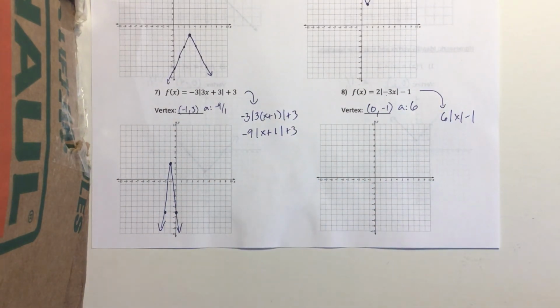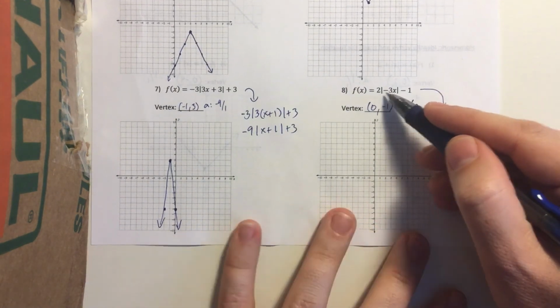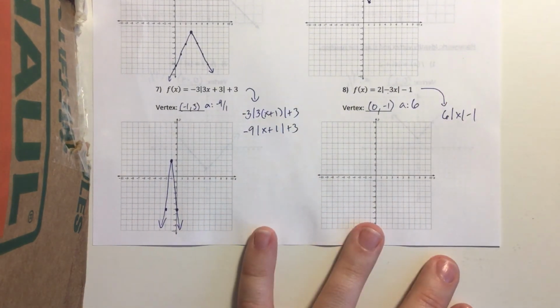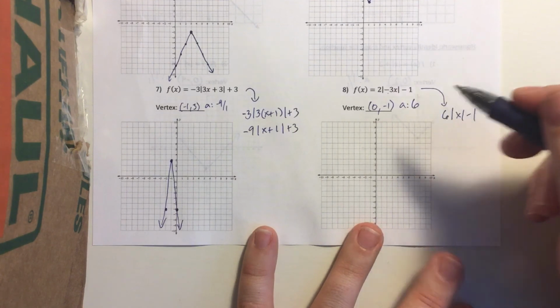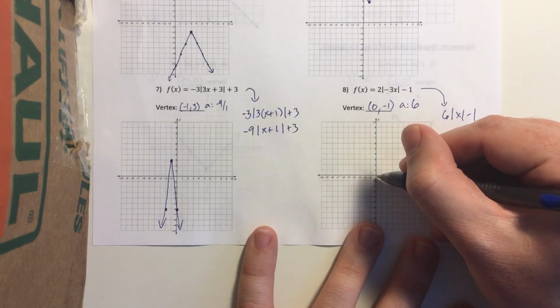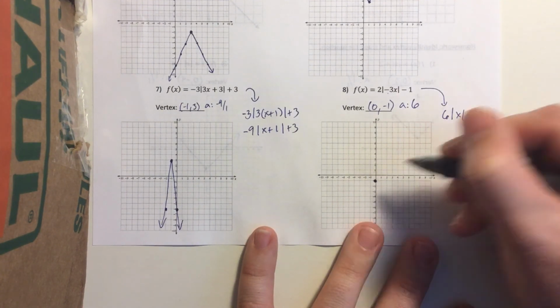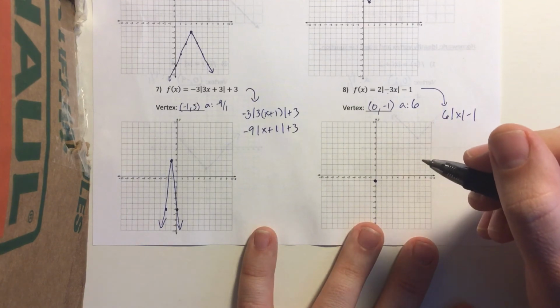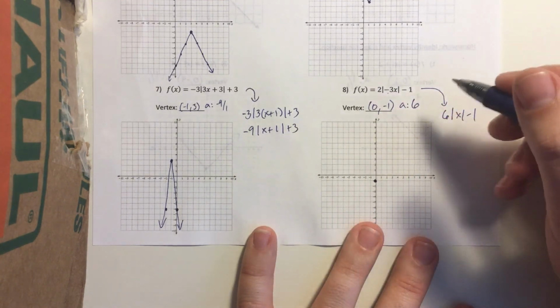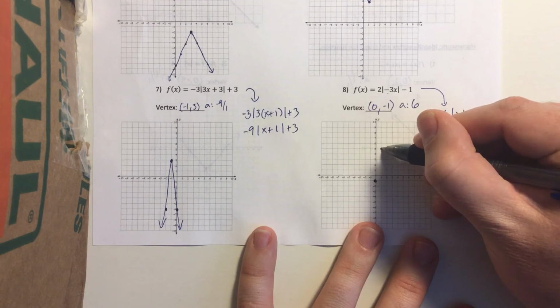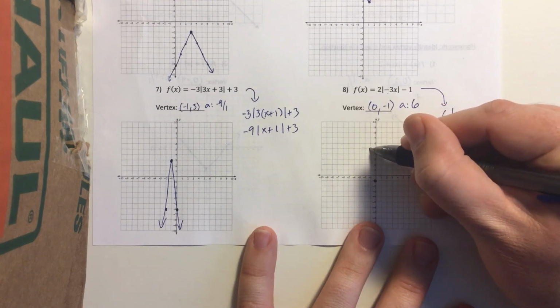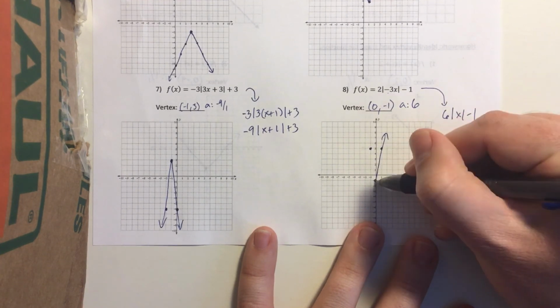Just make sure if you just have a number in front of the x here, you got to take that number out to the front before you graph it. All right, so let's see here, 0, negative 1, and up 6 over 1, up 6, left 1 for the other side, we get something like this.